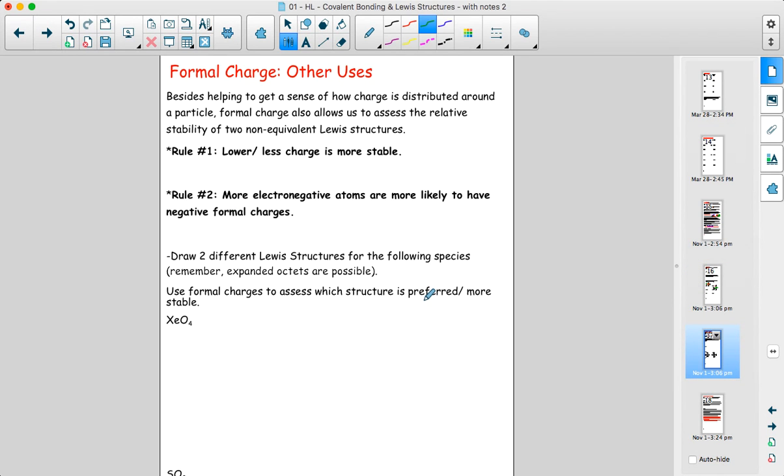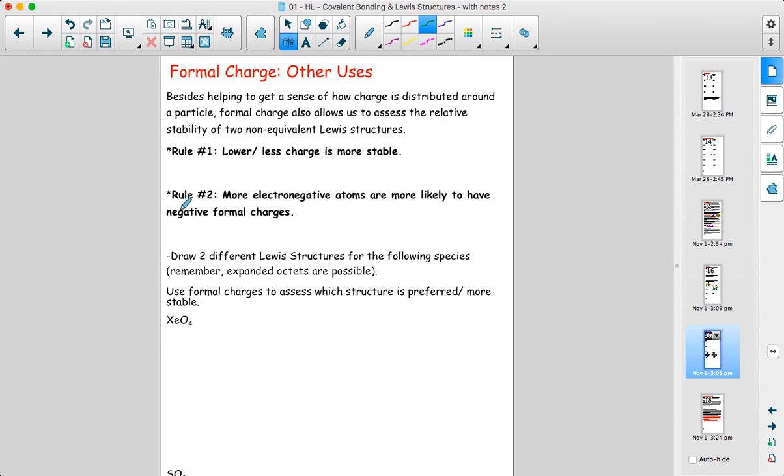Okay, so what the actual use is, as I mentioned before, is that we can use formal charges to assess two different Lewis structures that are both possible for us to draw, and it can help us decide which one is more stable. So the general rule is that the fewer formal charges we have, the better, because naturally charge is going to spread itself out and try to decrease, rather than building up very high charges on different atoms within the molecule.